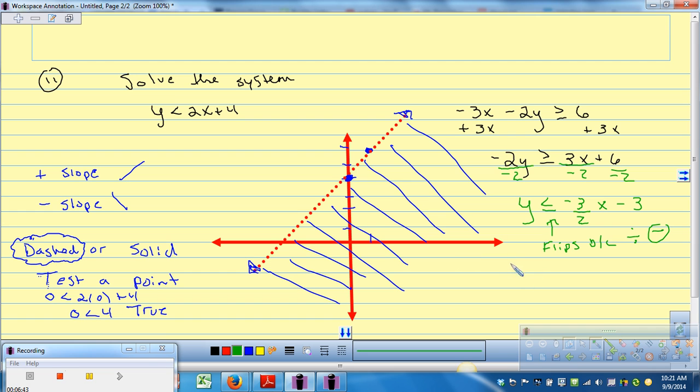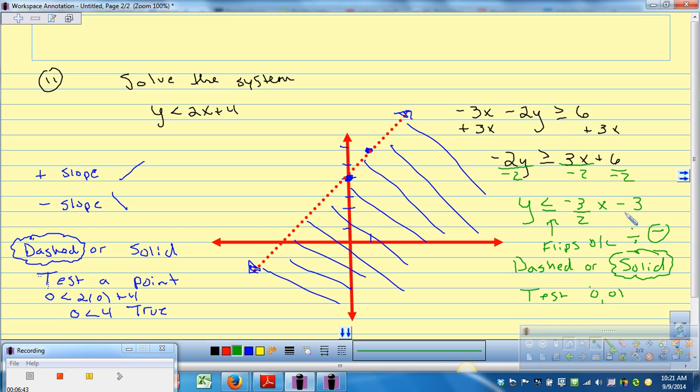All right, dashed or solid? Solid. This one will be solid because there is an equal sign. And then test point 0. Can I use (0, 0) again? Probably. Let's graph it first. All right. So nice. I would graph this one.